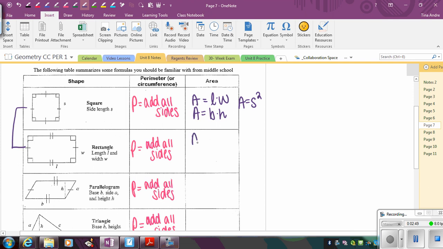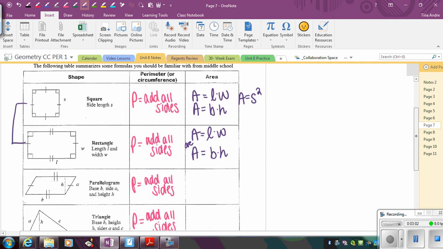Same thing for a rectangle. You'd have length times width or base times height. Essentially, multiply the two numbers. Up to you. But the side squared wouldn't work because in a rectangle, the two sides are different. So just be aware of that.